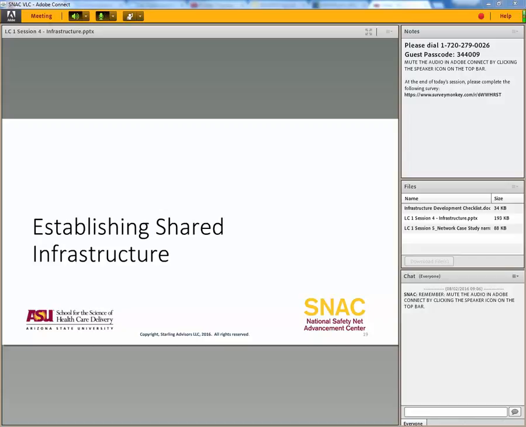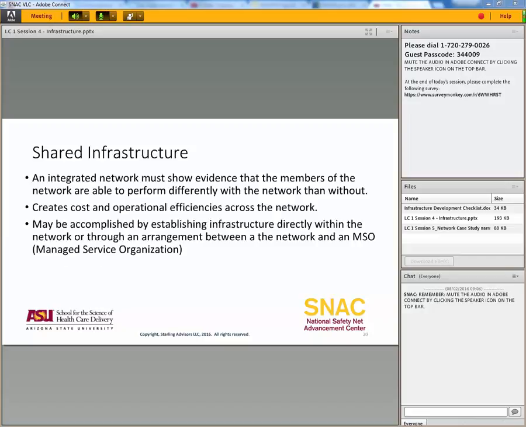Okay, so we're going to now spend a little bit of time talking about how networks go about building their shared infrastructure. This is going to lead us to your homework assignment between this week and next week. And then we want to also talk about Session 5 before our time is up today.